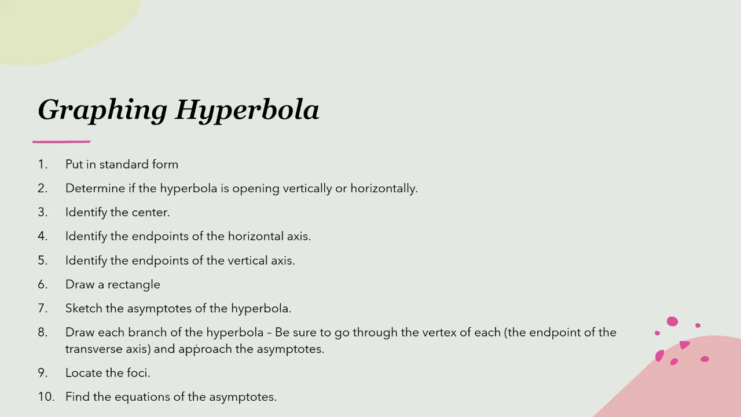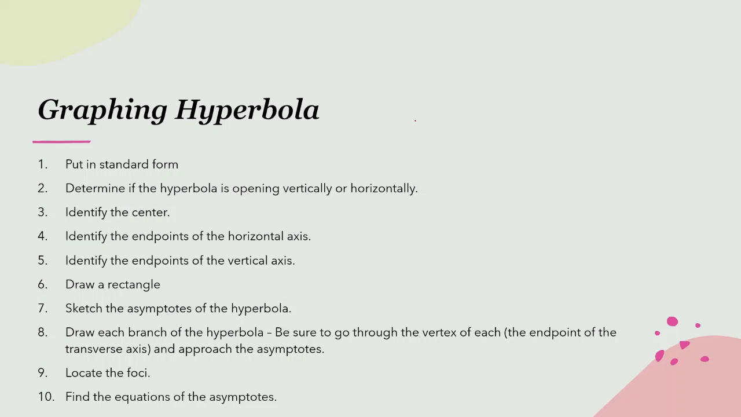Draw each branch of the hyperbola and be sure to go through the vertex of each, the endpoint of the transverse axis, and approach the asymptotes. And then we can already locate the foci, and we can already find the equations of the asymptotes. So in graphing hyperbola, there's much more consideration than when graphing ellipse. As you can see, we have 10 steps here in graphing hyperbola compared with the 6 steps in graphing ellipse.